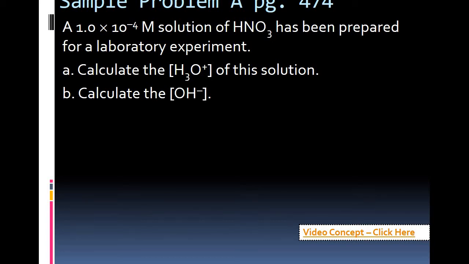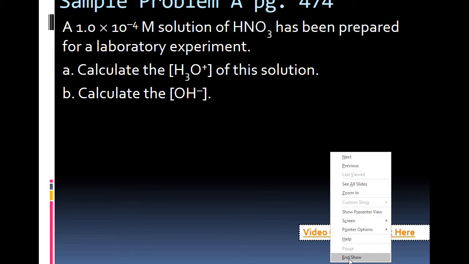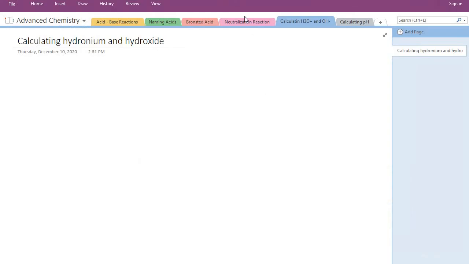All right, what we're going to do now is practice calculating hydronium ion concentration and hydroxide ion concentration. We're going to start with this sample problem. It has a 1.0 times 10 to the negative 4 molar solution of nitric acid, prepared in a laboratory experiment. Calculate the hydronium ion and the hydroxide ion concentration.